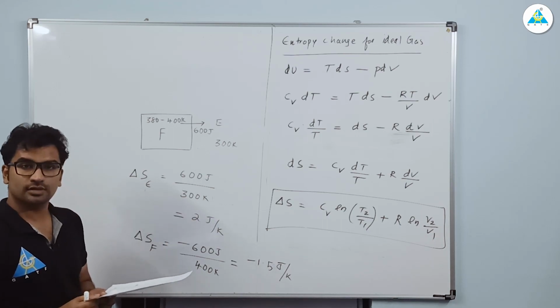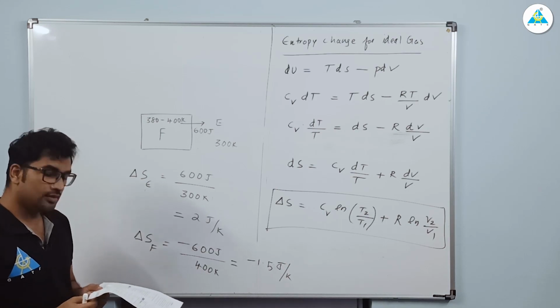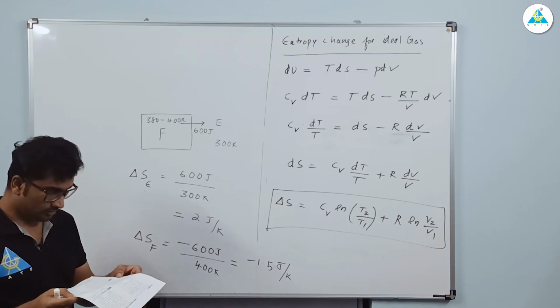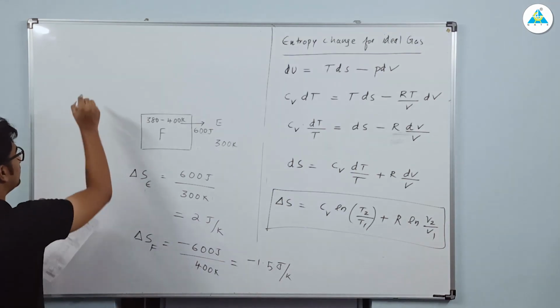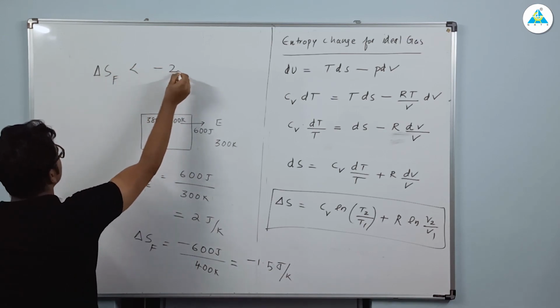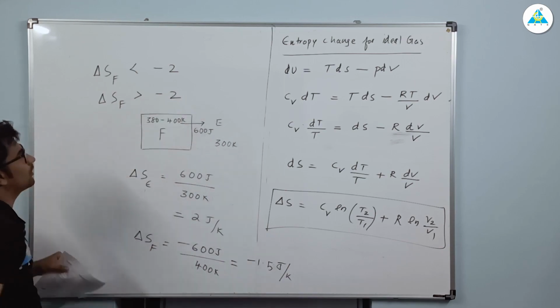Now check the option. Right. So you know option A cannot be true because option A says the entropy of the system is minus 2, so that cannot be correct. Now the problem is, they have given entropy of F is less than minus 2, entropy of F greater than minus 2.